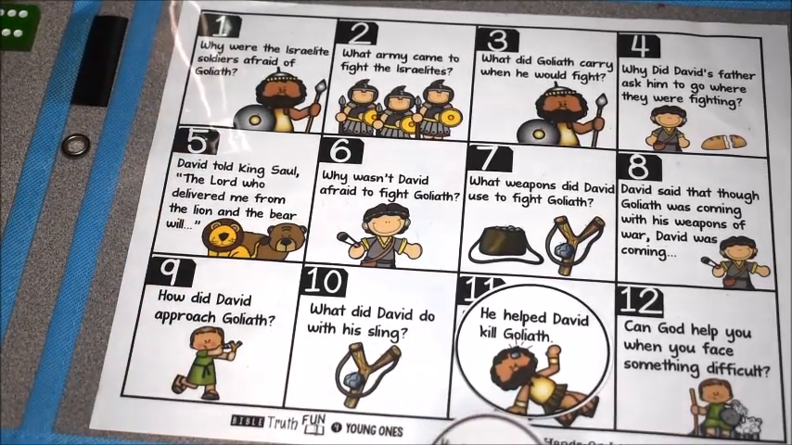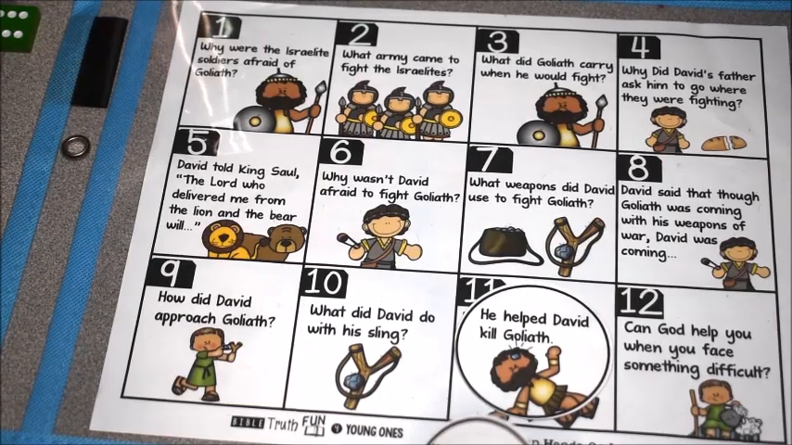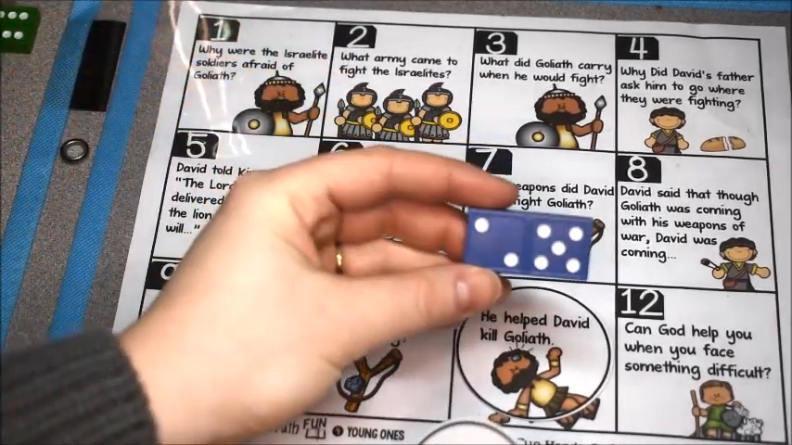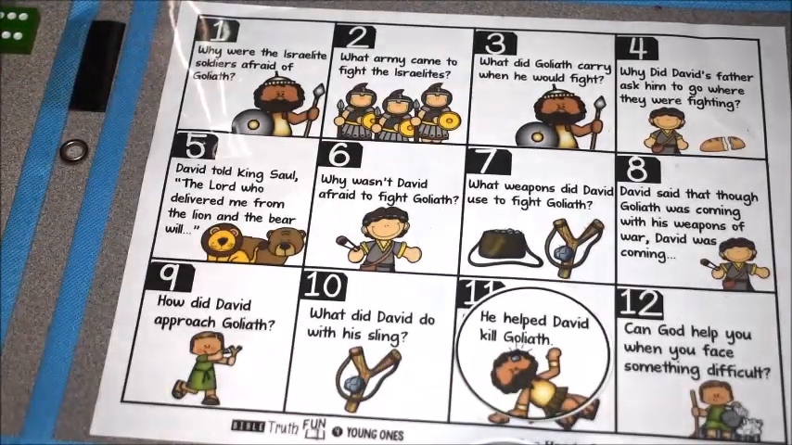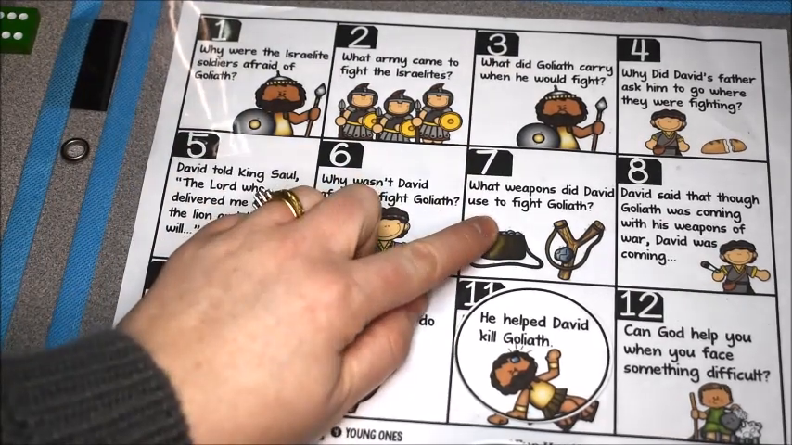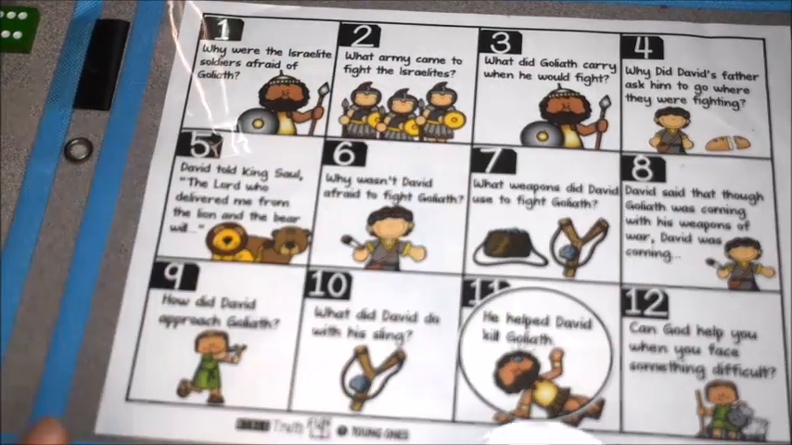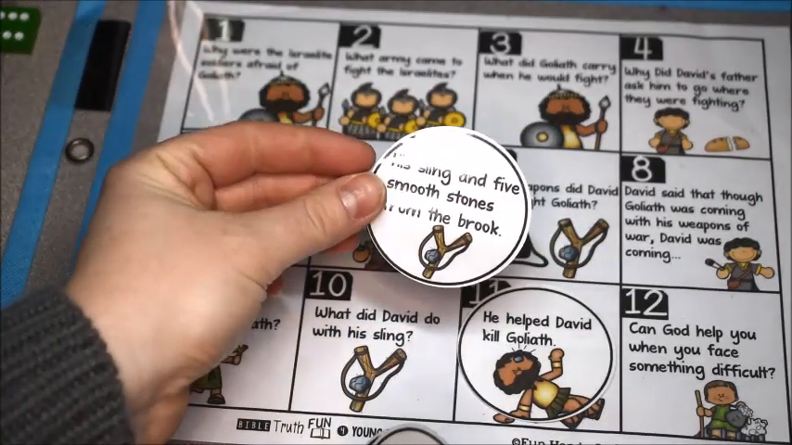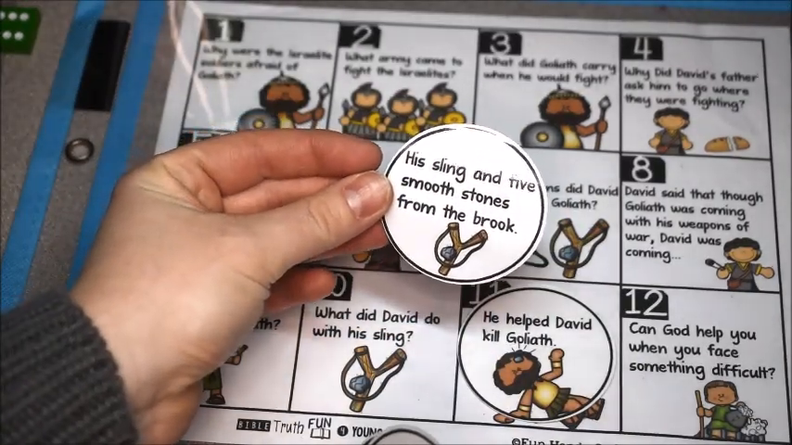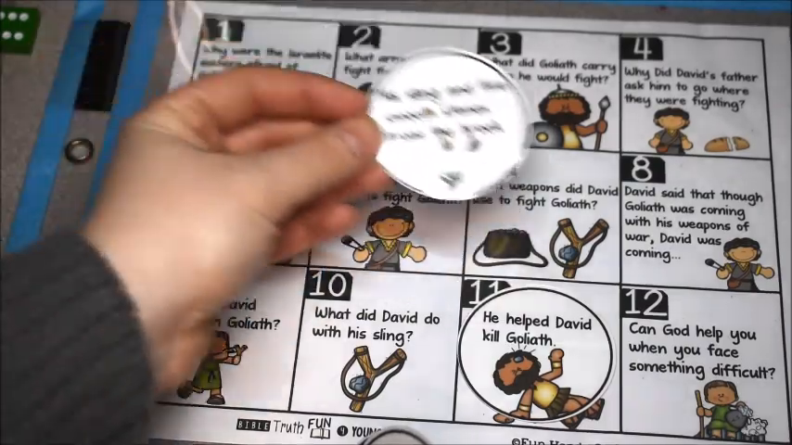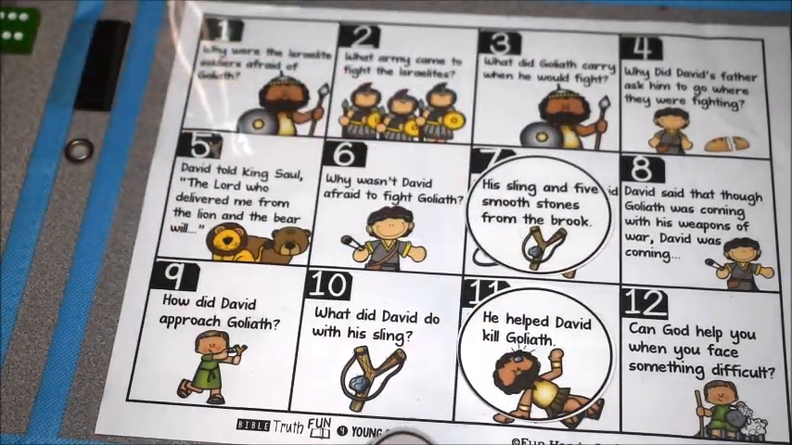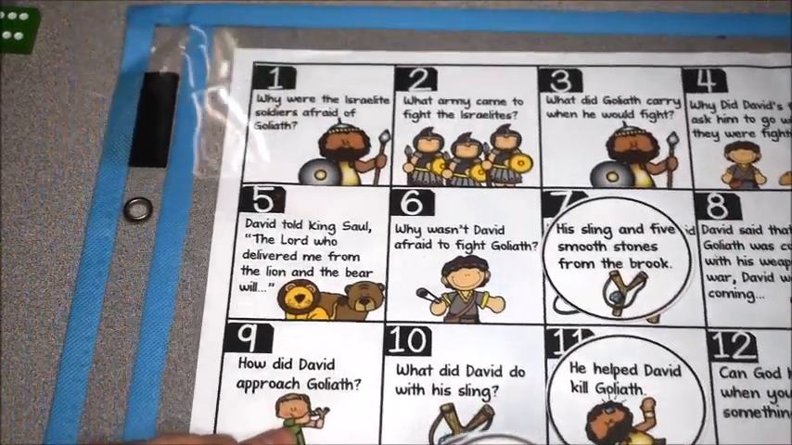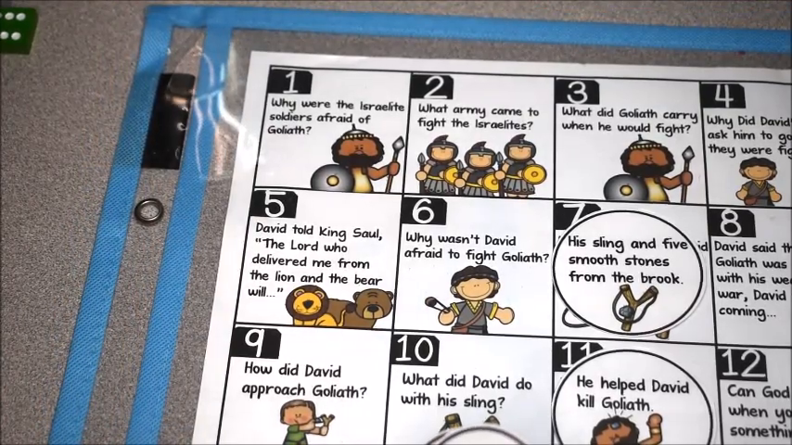Okay, so let's do another one just to give you another example. So I'm going to grab another domino. This one says 5, 7, and number 7 says, what weapons did David use to fight Goliath? So looking through here, I have this answer card, his sling and 5 smooth stones from the brook. I'm going to cover up that answer. So the kids are just going to keep on going until they have covered up all of them.